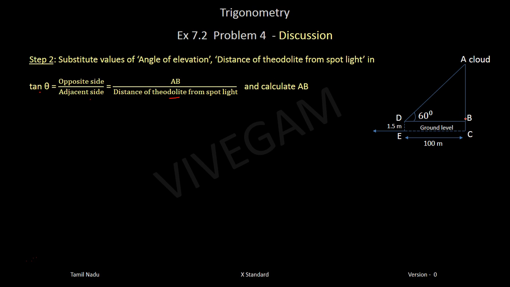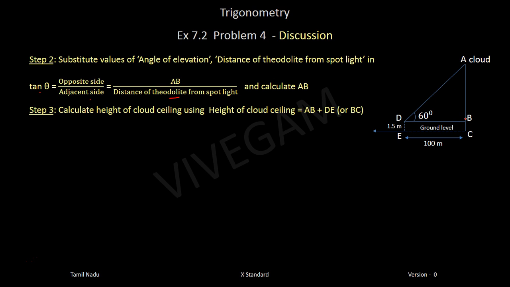Now, next step is that we need to calculate the height of the cloud ceiling. So what is height of the cloud ceiling? That is AB plus BC. But we know BC is nothing but DE. So AB, which was calculated, add 1.5 to it, that is your height of cloud ceiling. You got it? Let me repeat.